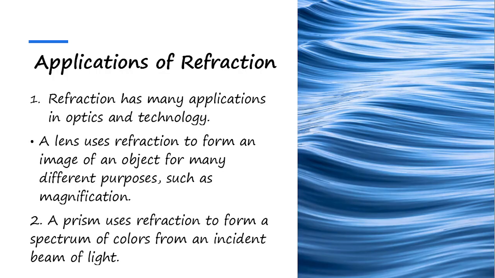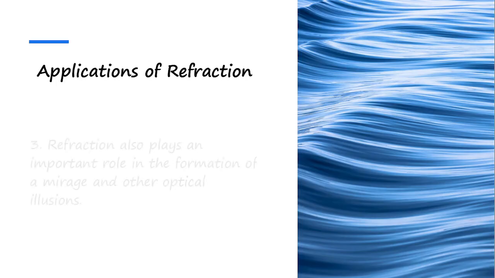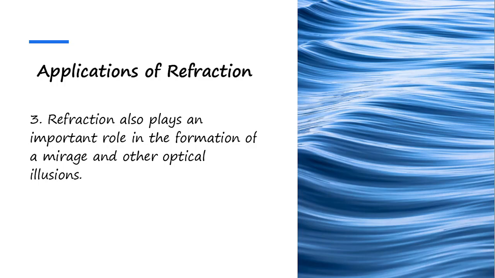The other application of refraction: a prism also uses refraction to form a spectrum of colors from an incident beam of light. So the concept of refraction is useful in prisms just to form a spectrum of colors from an incident beam of light. Also, refraction plays an important role in the formation of mirages and other optical illusions. So that's the other application of refraction in our daily life.